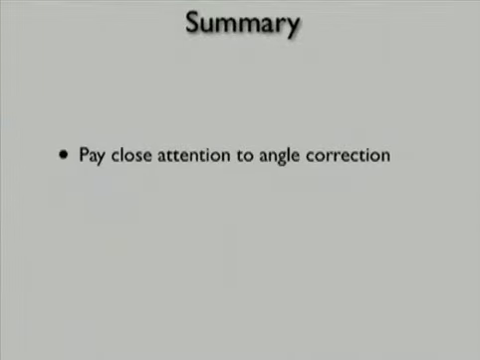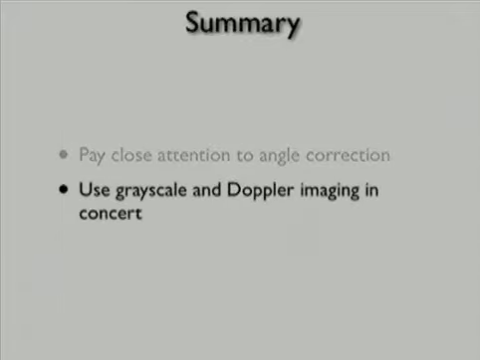So to summarize, I'd like to reiterate 2 points. One is to pay close attention to angle correction. As I've said before, if you are incorrect in your correction, as it were, you will get incorrect velocity measurements, and that can lead to incorrect diagnoses. And second, to use grayscale and Doppler, color, and spectral imaging in concert in making your diagnoses.